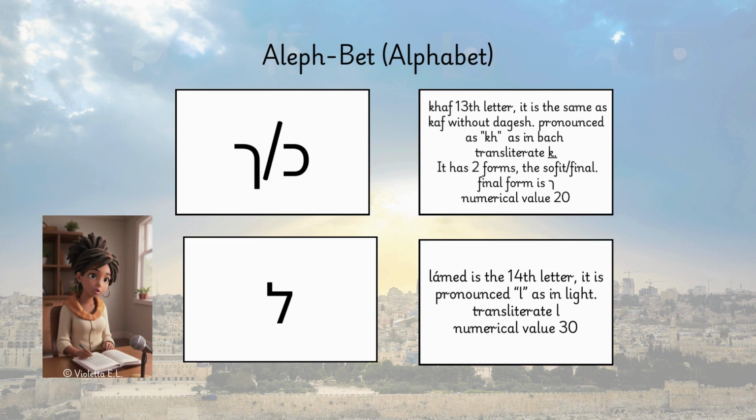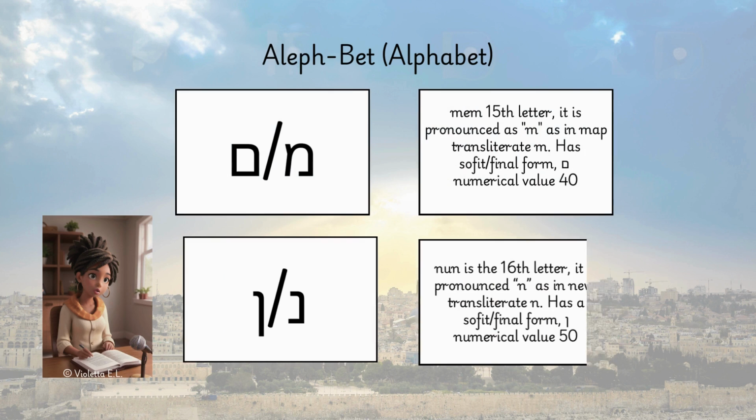Lamed is the 14th letter. It is pronounced as an L, as in light. Numerical value 30. Mem has two forms also. It is the 15th letter. It is pronounced as M as in mat, and its numerical value is 40. Nun is the 16th letter. It is pronounced as N as in new, and it also has a final. Numerical value is 50.